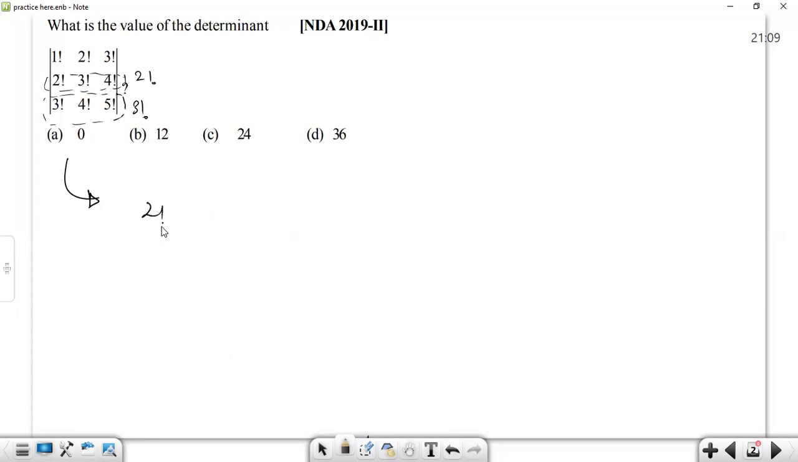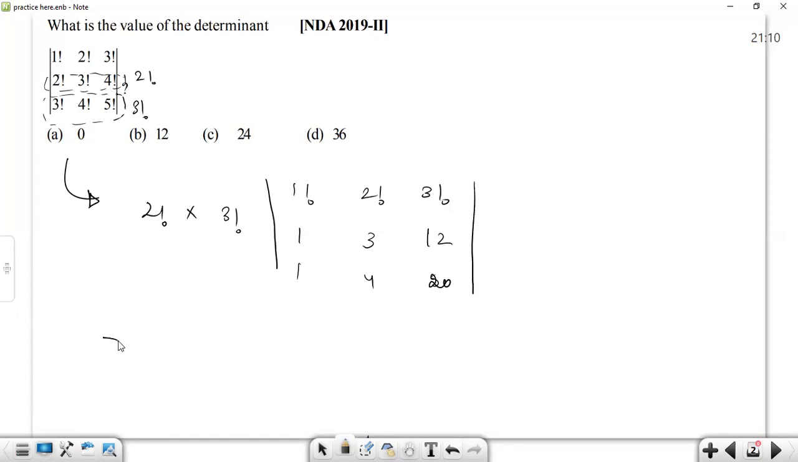Taking 2 factorial common from the second row and 3 factorial common from the third row, the first row remains the same: 1 factorial, 2 factorial, 3 factorial. In the second row, 2 factorial is gone, 1 remains, and 3 factorial upon 2 factorial leaves 3. Then 4 into 3 into 2 factorial, with 2 factorial gone, 4 into 3 becomes 12. In the third row, 3 factorial is gone, leaving 1. 4 factorial is 4 into 3 factorial, so with 3 factorial gone, 4 is left, and 5 into 4 is 20.